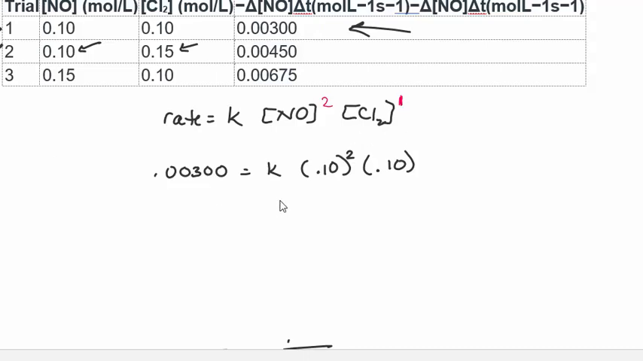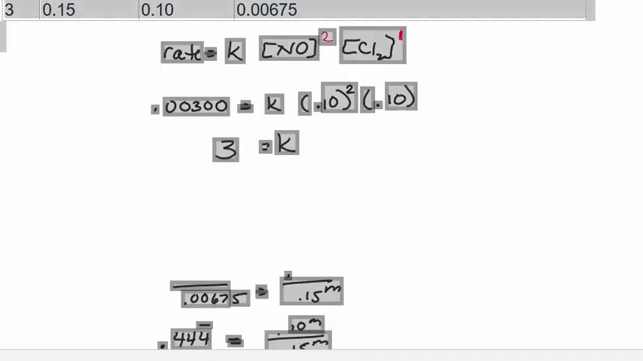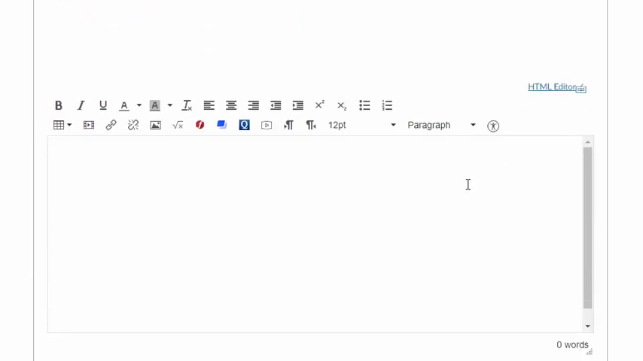So when I report my rate law, I need to report it as rate is equal to, I should be typing this, rate is equal to 3 times the concentration of NO squared times the concentration of Cl2. Use your text editor to make sure that the superscripts get superscripted and the subscripts get subscripted. So that is my rate law.